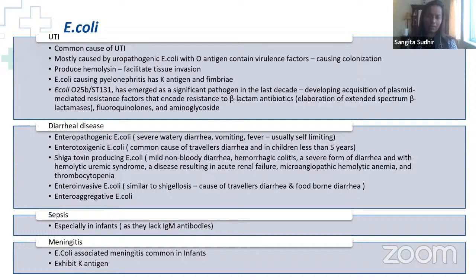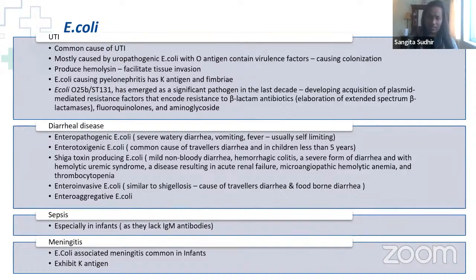Then there are enteroinvasive E. coli. Again, it's a type of traveler's diarrhea and foodborne diarrhea. Enteroaggregative E. coli causes chronic diarrhea with more than 14 days of duration and is similar to the Shiga toxin producing E. coli. Then comes sepsis.